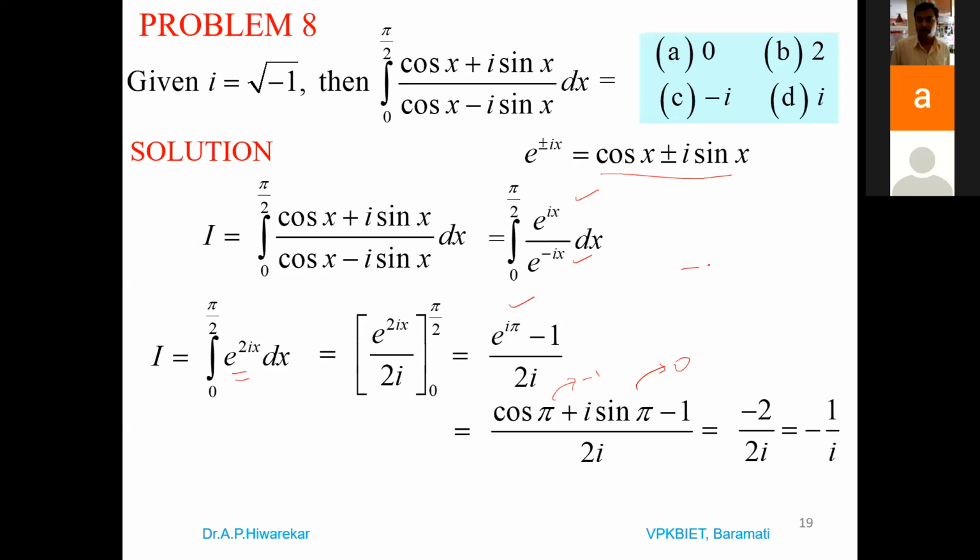And since we are getting minus 1 by i, if you want to convert it to the complex number a plus ib form, divide it by i, multiply it by i. And we know that i into i gives i square, and i square is minus 1. So we will get this as plus i. So the value of the given integral is plus i, and that is option D.